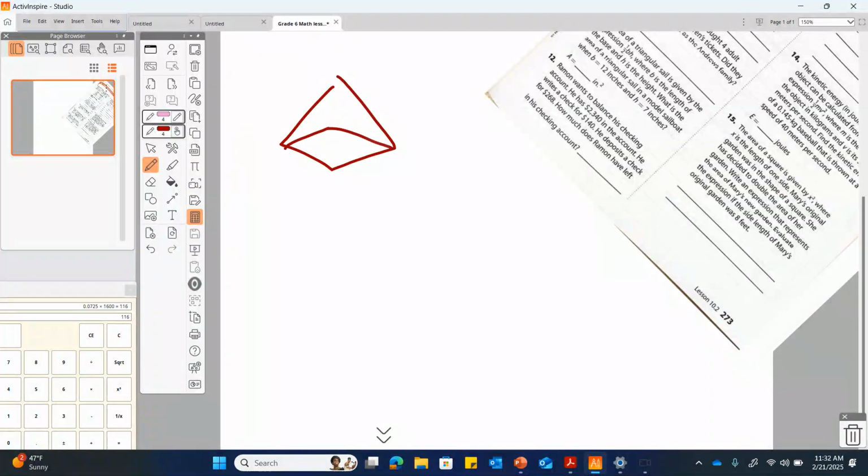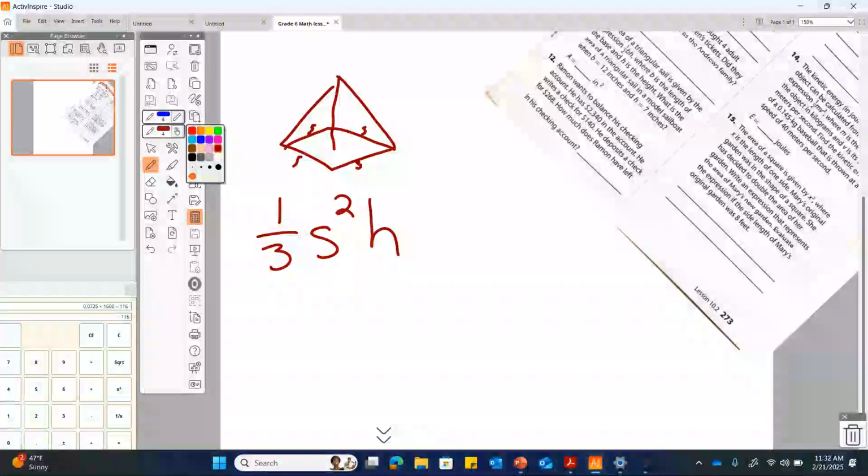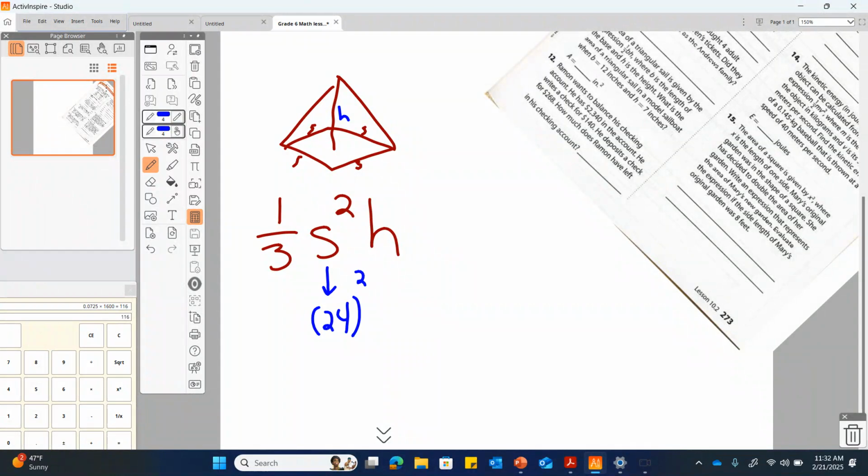The volume of a pyramid with a square base is given by the expression 1/3 s to the second power h, where s is the length of a side, and it's a square, so all four sides of the bottom have the same length, and the height, let's do this, that's the height, okay? Find the volume of a pyramid with a square base side length of 24. So a square base side length is 24. That's still going to be the second power. And the height they're telling me is 30.